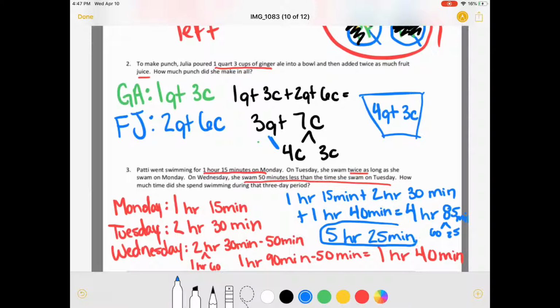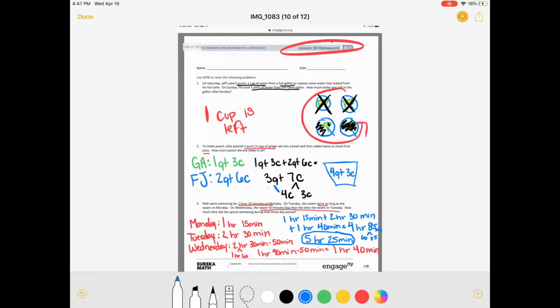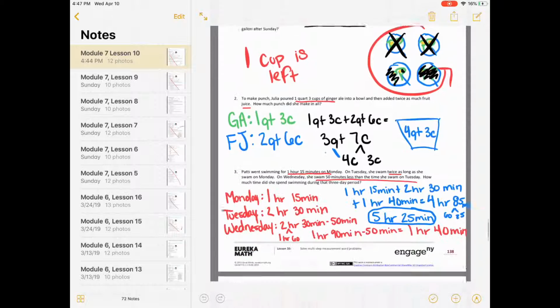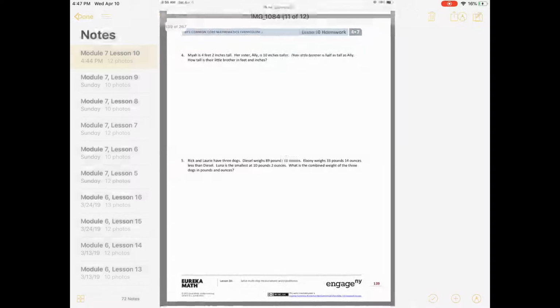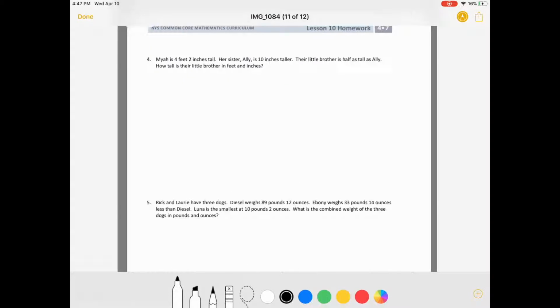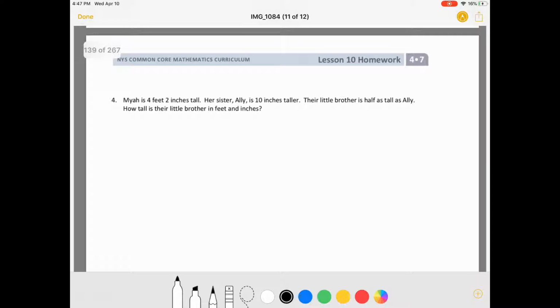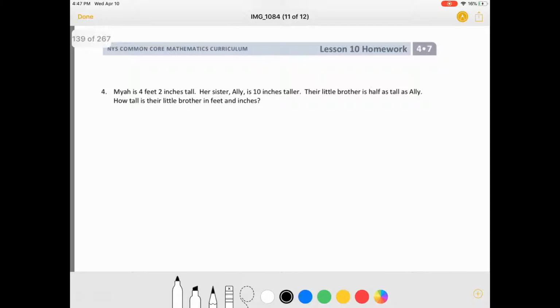All right, let's move on to the next one. Number 4 says Maya is 4 feet 2 inches tall. Her sister Allie is 10 inches taller. The little brother is half as tall as Allie. How tall is the little brother in feet and inches? So we're going to write down that Maya is 4 feet 2 inches.